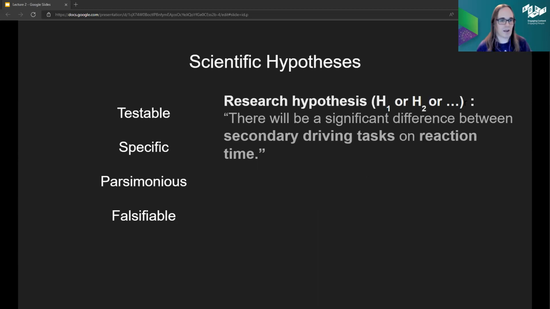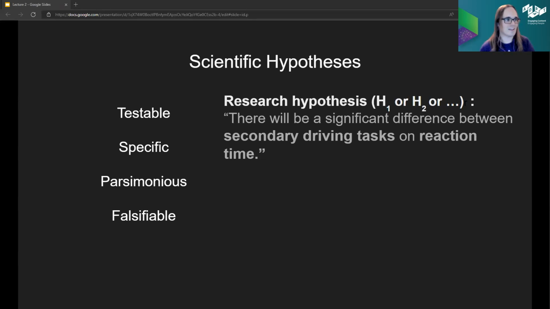What we want our hypothesis to be is testable, specific, parsimonious, and falsifiable. So those are kind of the opposite words of the words I just gave you. Parsimonious, again, just means simple. It's Occam's razor, the simplest solution is the best solution. With those guidelines in mind, here is my attempt at a hypothesis for this experiment.